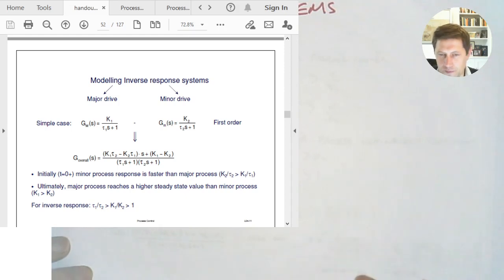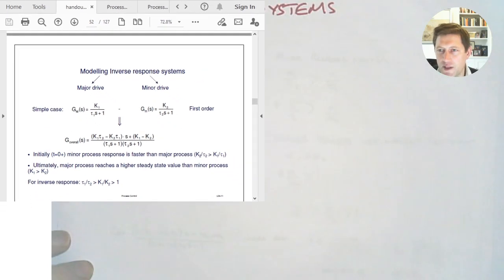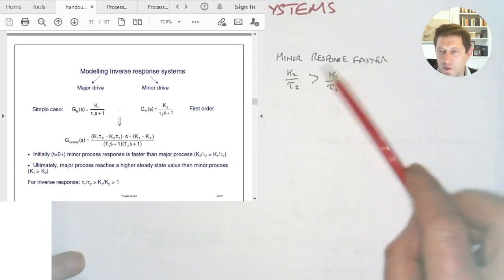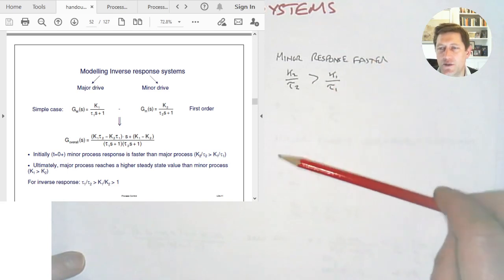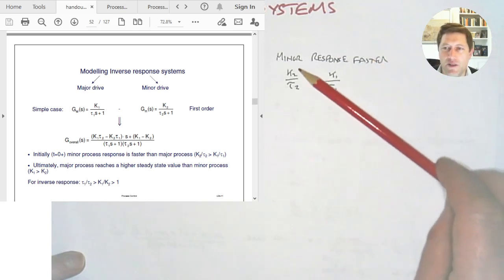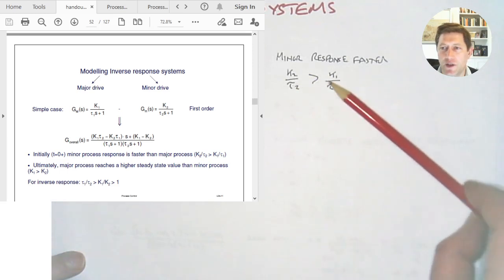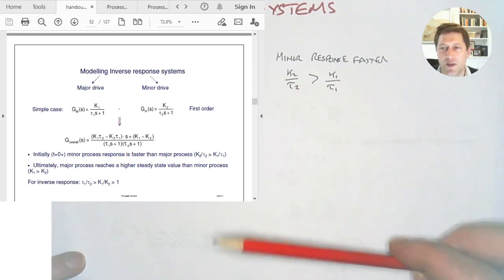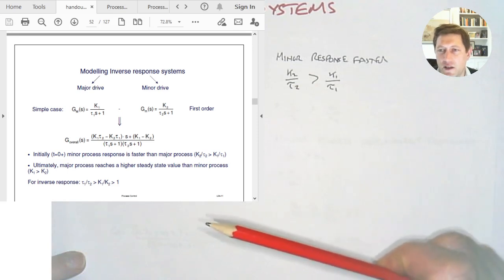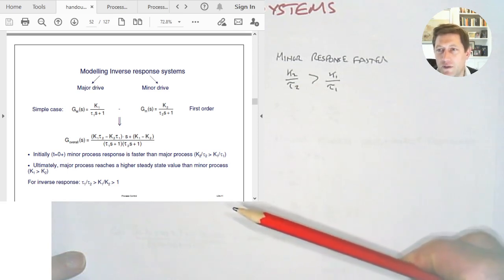So we can consider the conditions that are going to be necessary to get an inverse response. So the first thing that needs to be true is that the minor response needs to be faster than the major response. And that means that K2 over tau2 must be greater than K1 over tau1. So the inverse of the process time tells us how fast it is. The larger that number, the faster.